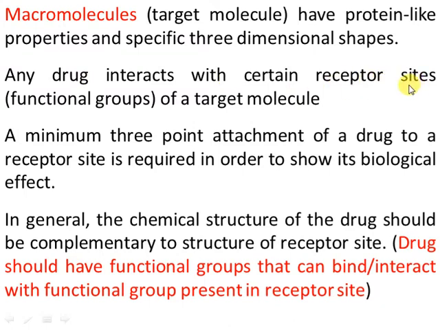Also, in the previous lecture, we saw that in order for a drug to show its biological effect, it is compulsory that the drug maintains a minimum three-point attachment, right? It means that functional groups of the drug should bind with at least three sites or three functional groups of your receptor molecule. So if it can make a three-point attachment on the receptor molecule, then in that case the drug will be able to show its biological effect.